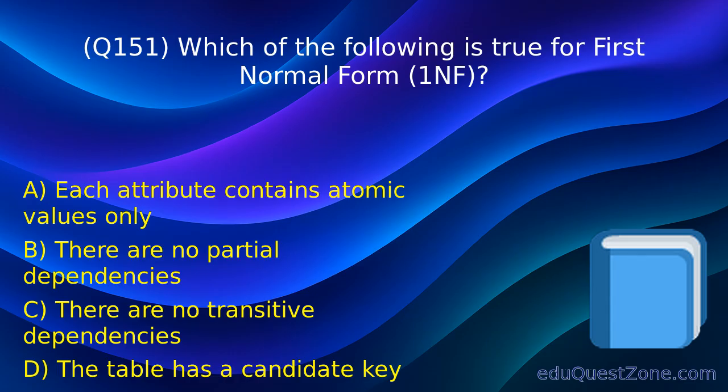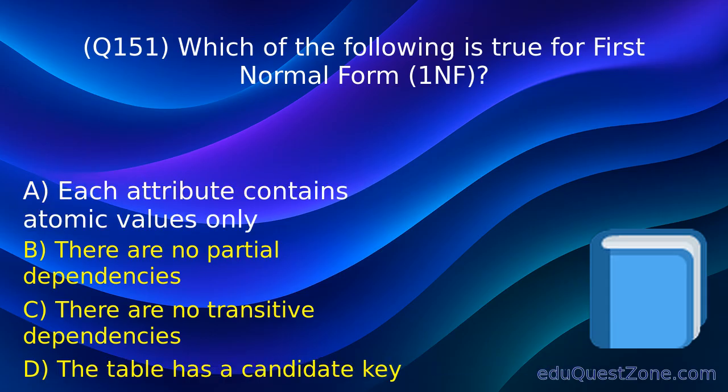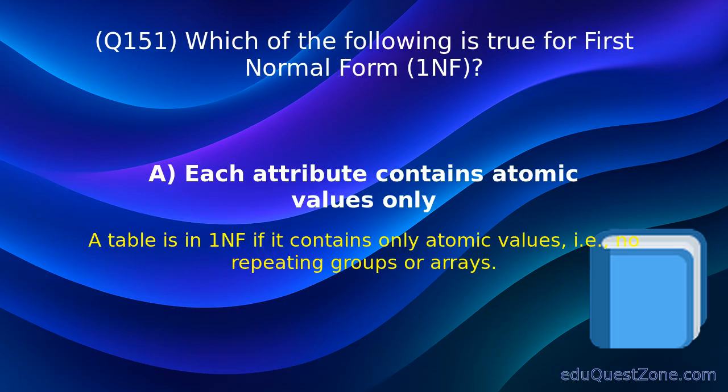Question number 151. Which of the following is true for first normal form? Option A. Each attribute contains atomic values only. First normal form ensures that all columns contain atomic values only.